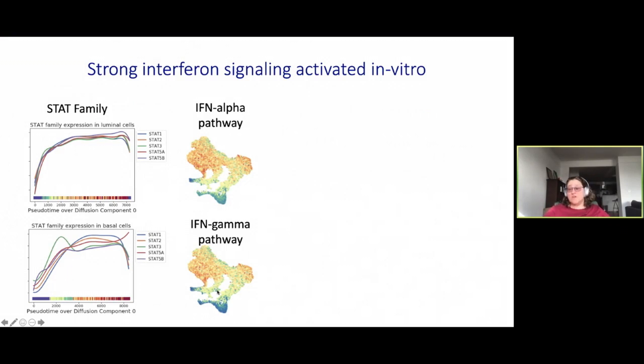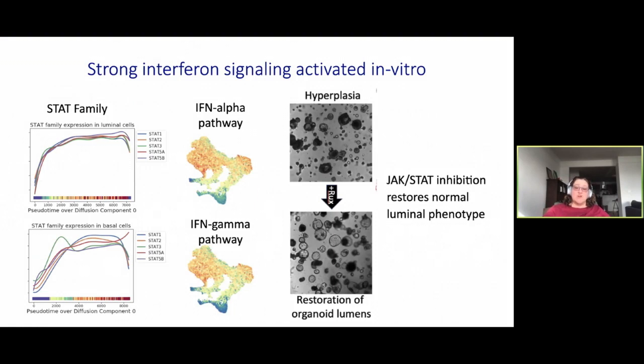And remember, this is an organoid. There's no immune cells here. This is an in vitro system. And indeed, we saw that JAK-STAT inhibition really restores the luminal cell type. So even without an immune system, these immune cytokines and this immune signaling plays a huge role in plasticity.